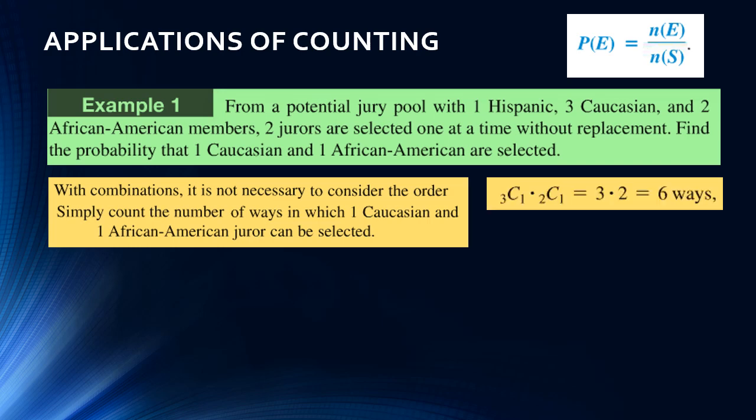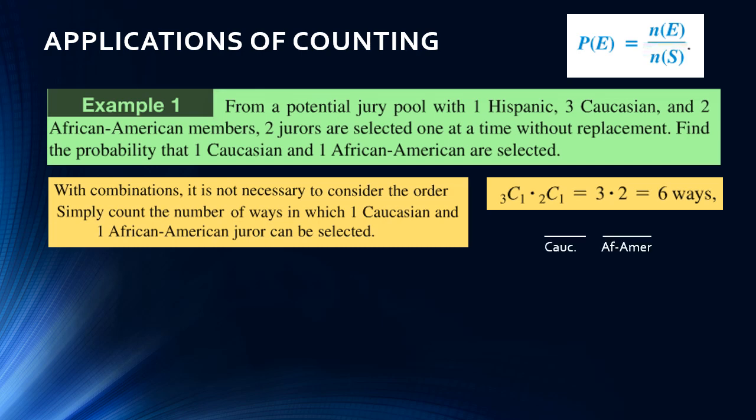Simply count the number of ways in which 1 Caucasian and 1 African American juror can be selected. Now this is where I find the little hangman method can come in handy. This is the shorthand notation. If I want to select 1 Caucasian person, I have 3 Caucasians to pick from, and I'm going to pick 1. And then I need to pick 1 African American, and there's 2 to pick from, so I have the combination of 2 things taken one at a time.